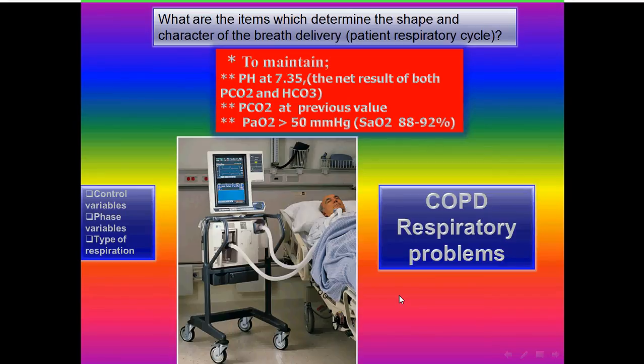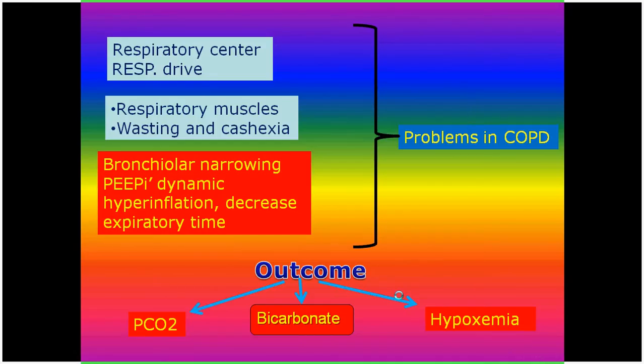What are the respiratory problems that should be considered while you are handling patients with the ventilator? We have a problem with the respiratory center drive. We have a problem of respiratory muscle wasting and cachexia, and at the same time there is bronchial narrowing with intrinsic PEEP and hyperinflation and a decrease in the expiratory time in these patients. All of these are the problems which result in this outcome: high carbon dioxide, high bicarbonate, and hypoxia.